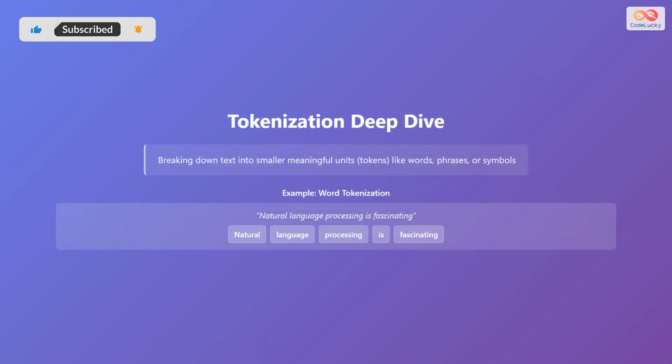Let's dive deeper into tokenization, which is the process of breaking text into smaller, meaningful units called tokens. These tokens are usually words or phrases. For example, the sentence "natural language processing is fascinating" would be tokenized into 5 separate tokens: natural, language, processing, is, and fascinating. Tokenization is essential because it converts continuous text into discrete units that machines can analyze and process individually.